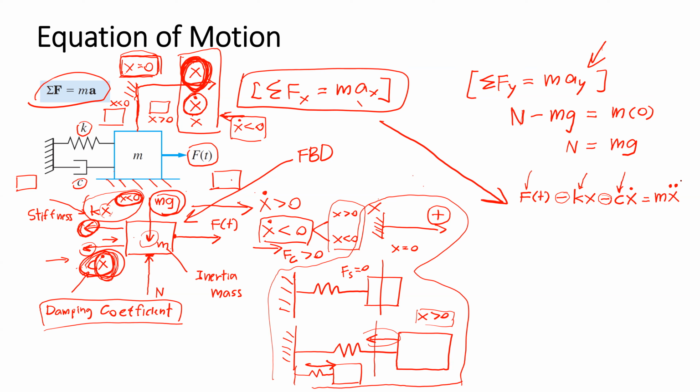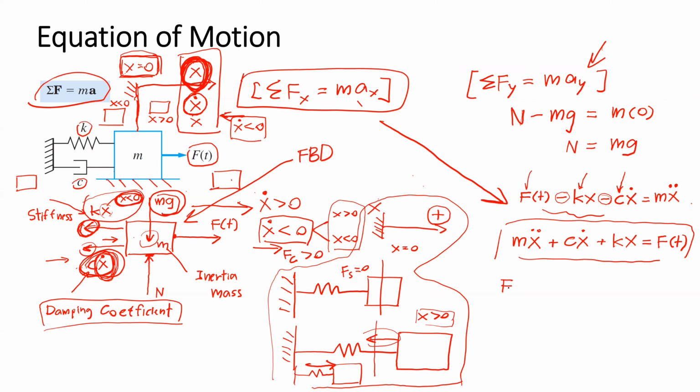The acceleration is the second time derivative of the position. So from this, we can rearrange the equation to be m x double dot plus c x dot plus k x equal to the external force. And this is the equation of motion of this second order system.